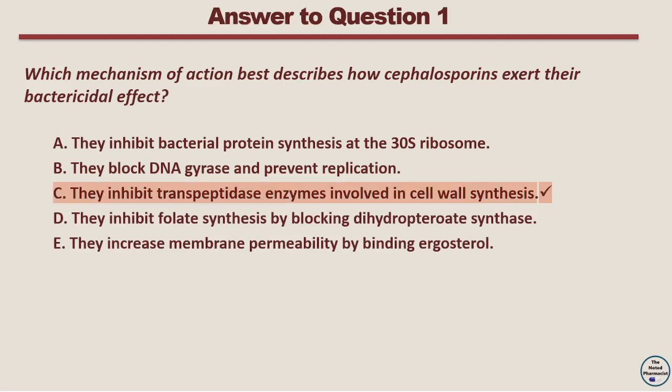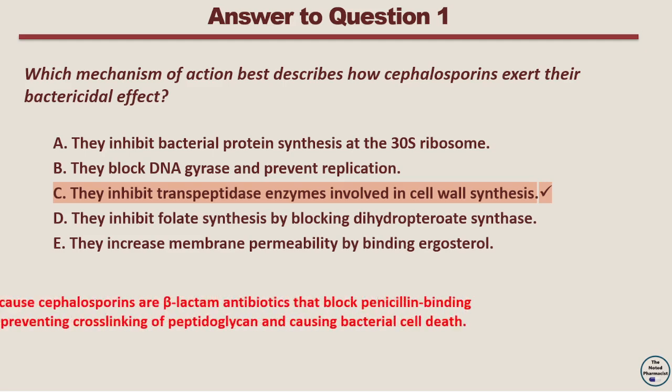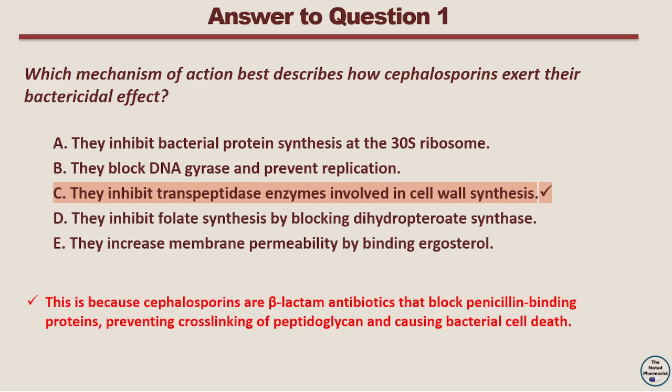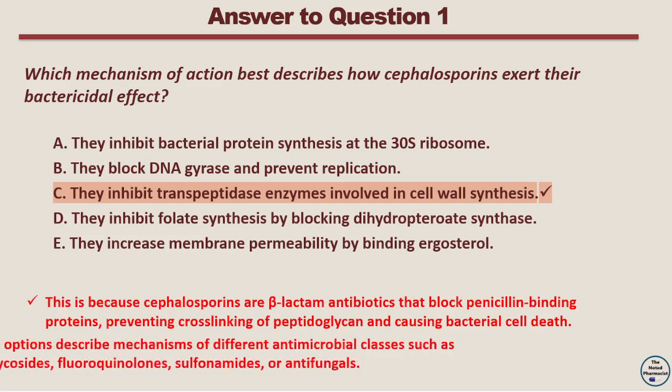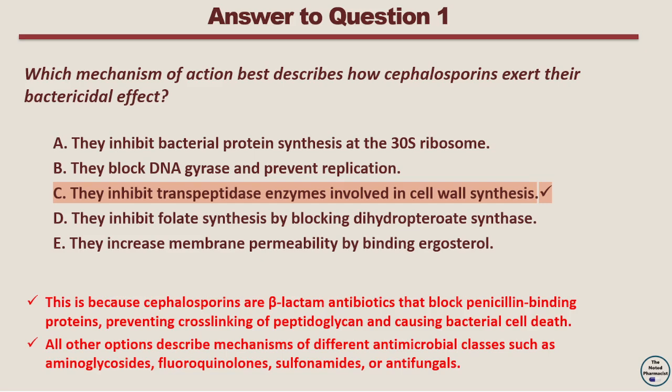The correct answer is Option C. They inhibit transpeptidase enzymes and cell wall synthesis. This is because cephalosporins are beta-lactam antibiotics that block penicillin-binding proteins, preventing cross-linking of peptidoglycan and causing bacterial cell death. All other options describe mechanisms of different antimicrobial classes such as aminoglycosides, fluoroquinolones, sulfonamides, or antifungals.